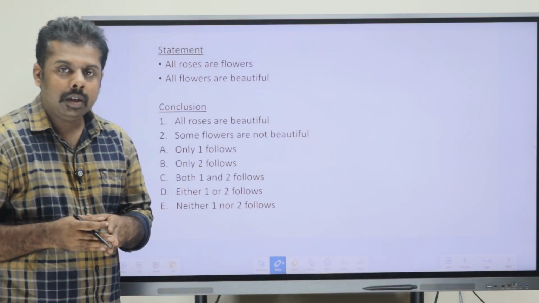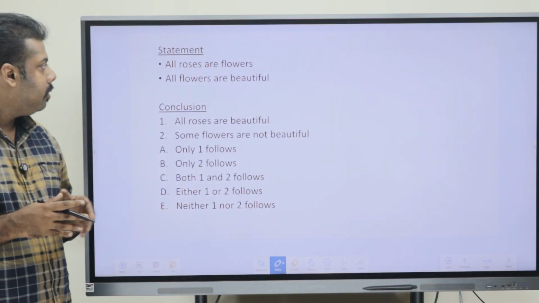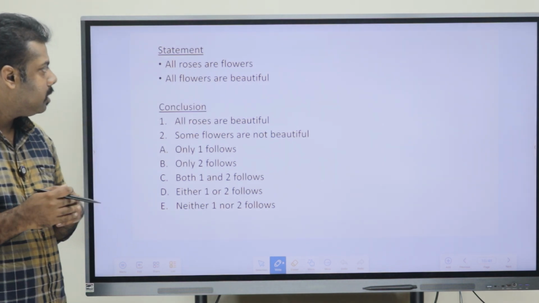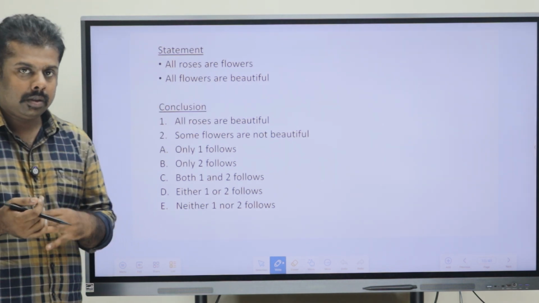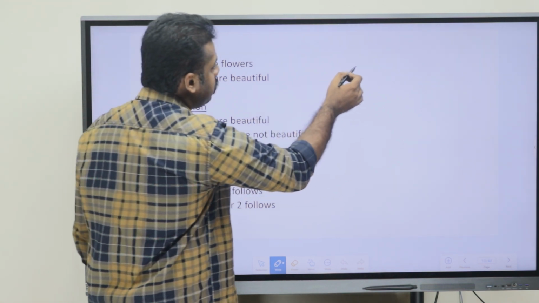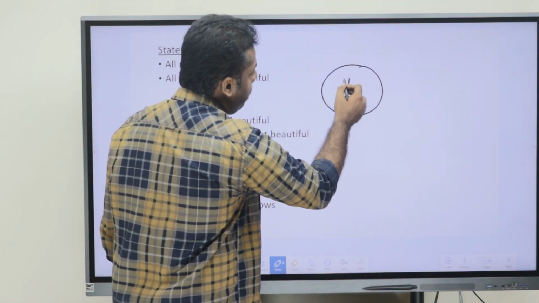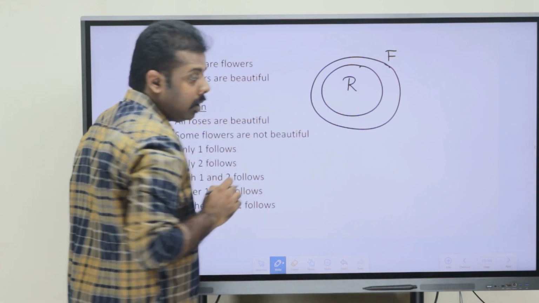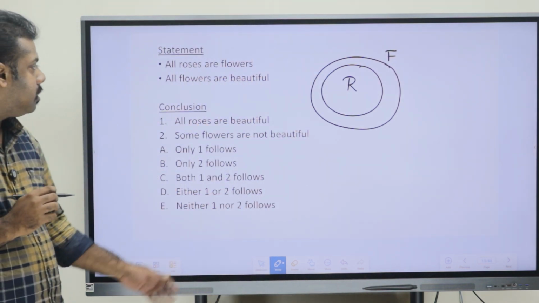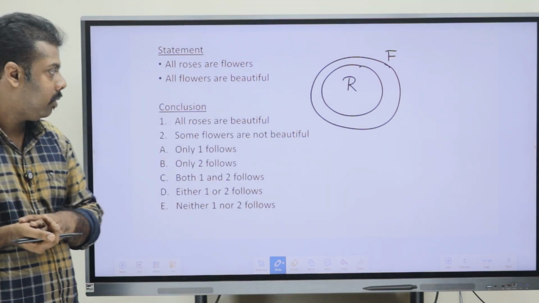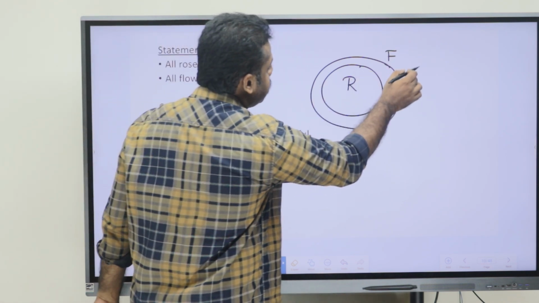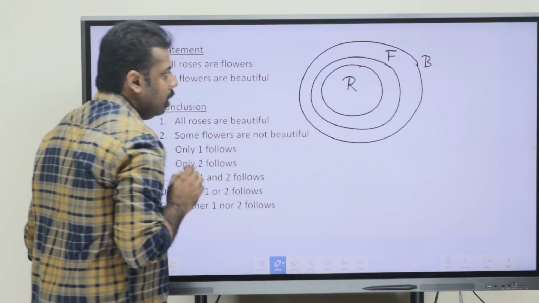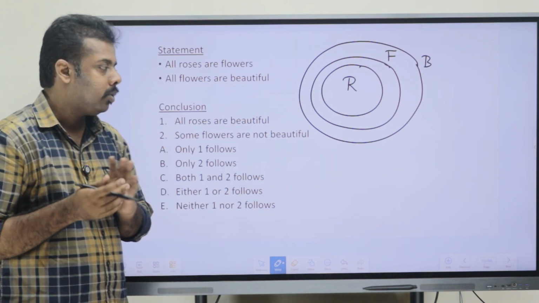Okay, now moving to the 10th question. Okay, now first what we can do, we can just draw the diagram here first. What does the statement say? All roses are flowers. Okay, so all the roses are flowers. Okay, now the second statement says that all flowers are beautiful. Okay, so all the flowers are beautiful. Okay, so this is how our Venn diagram looks like.